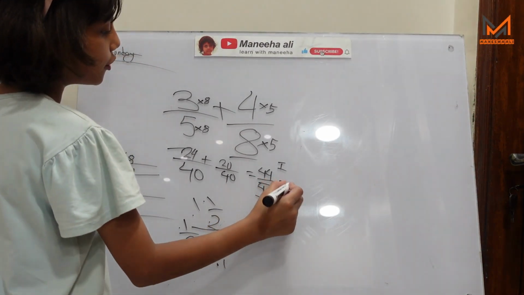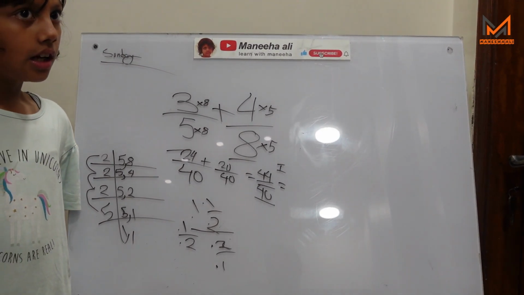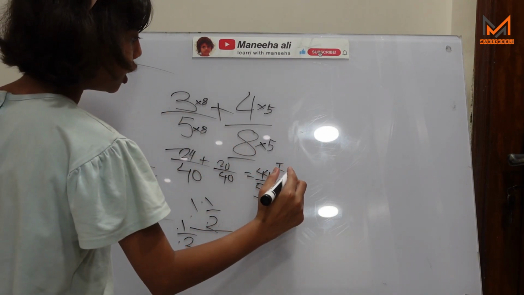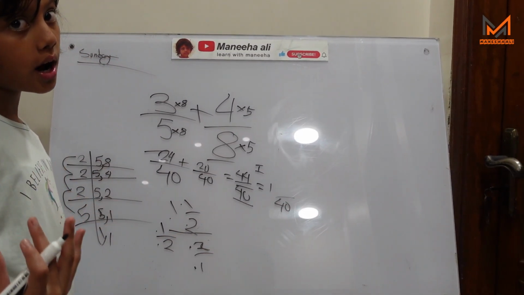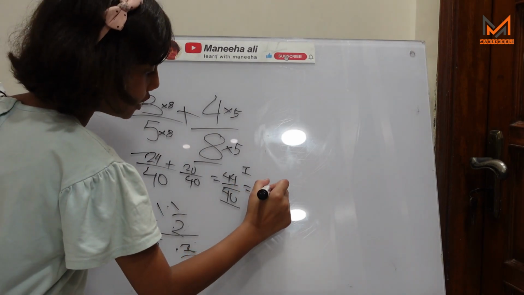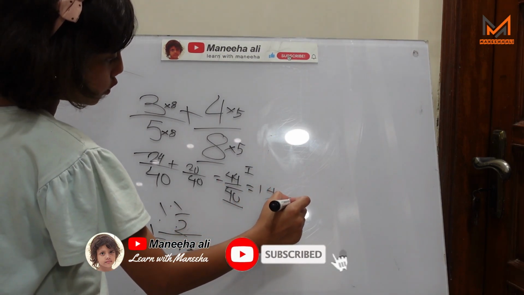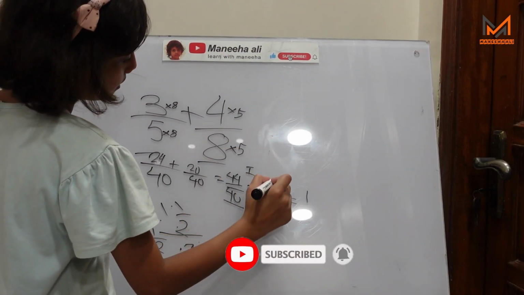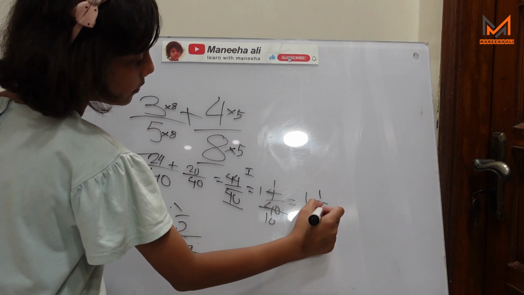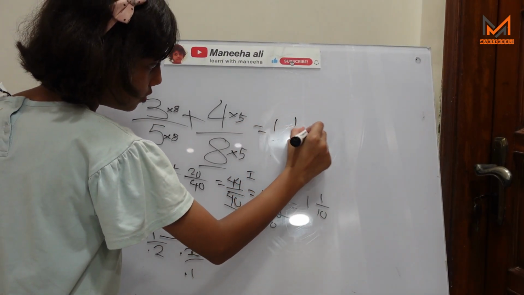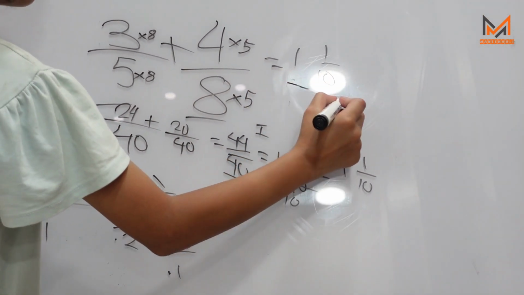So now we're going to read the 40 times table till we can find the number 44, or a number less than 44, which is 40. So 40 multiplied by 1 is 40, and how many do we have to add so it becomes 44, which is 4, because 40 plus 4 is 44. Now you can see this is a mixed fraction, and you can also simplify it with the 4 times table. So 4 multiplied by 1 is 4, and 4 multiplied by 10 is 40. So it is equal to 1 and 1/10. You can see 3/5 plus 4/8 is equal to 1 and 1/10.